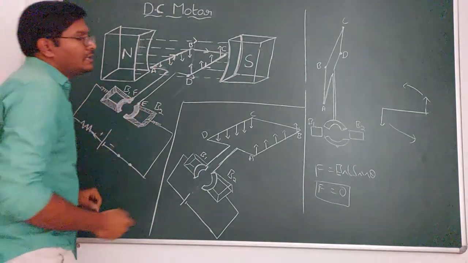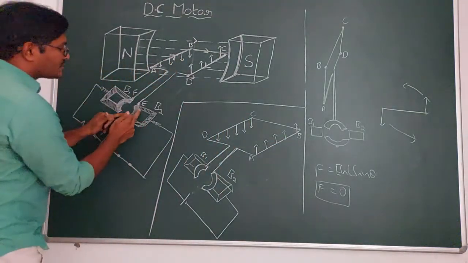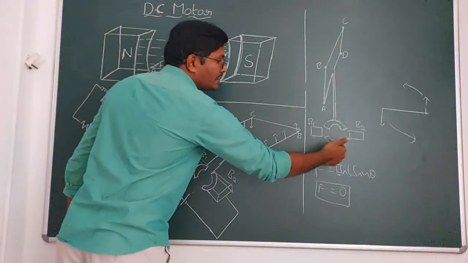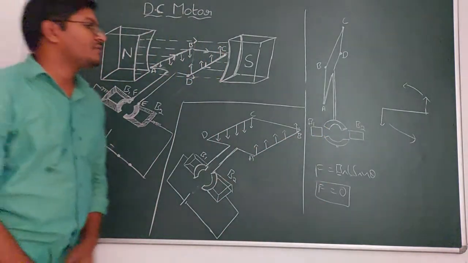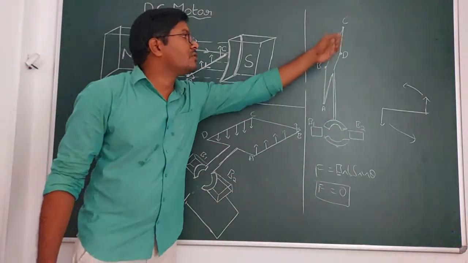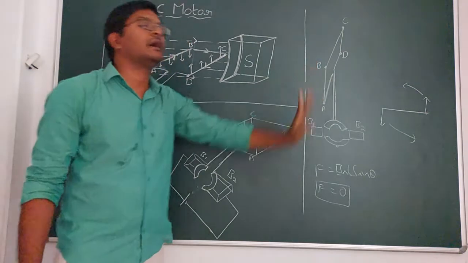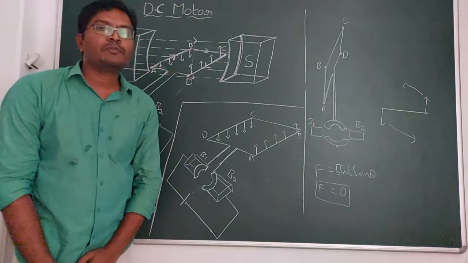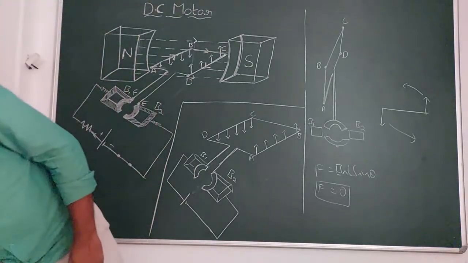After a quarter rotation, the split ring comes up here, and this goes down. So then there is no contact between the brushes B1 and B2. As there is no contact, there is no current flowing in arm CD and arm AD. Even though there is no current, it completes half rotation. How does it complete the half rotation?